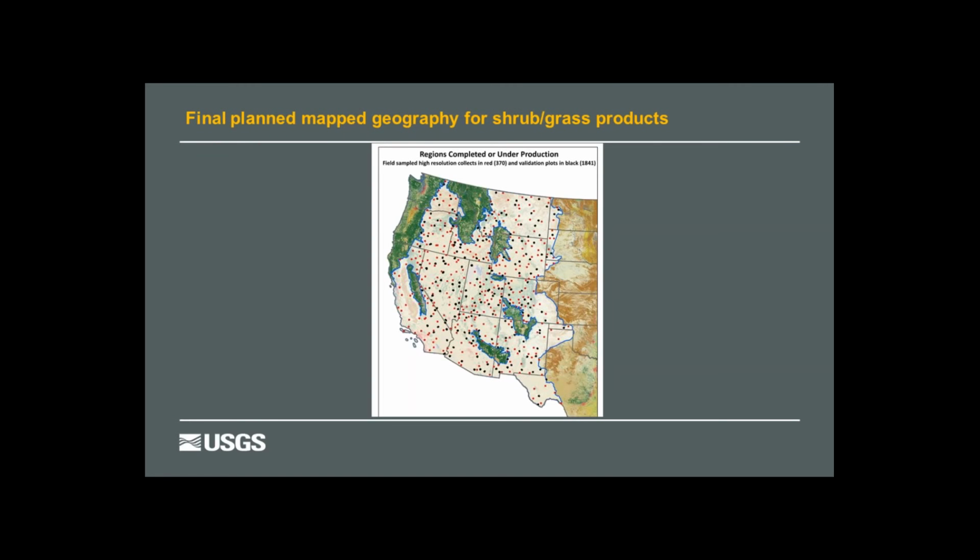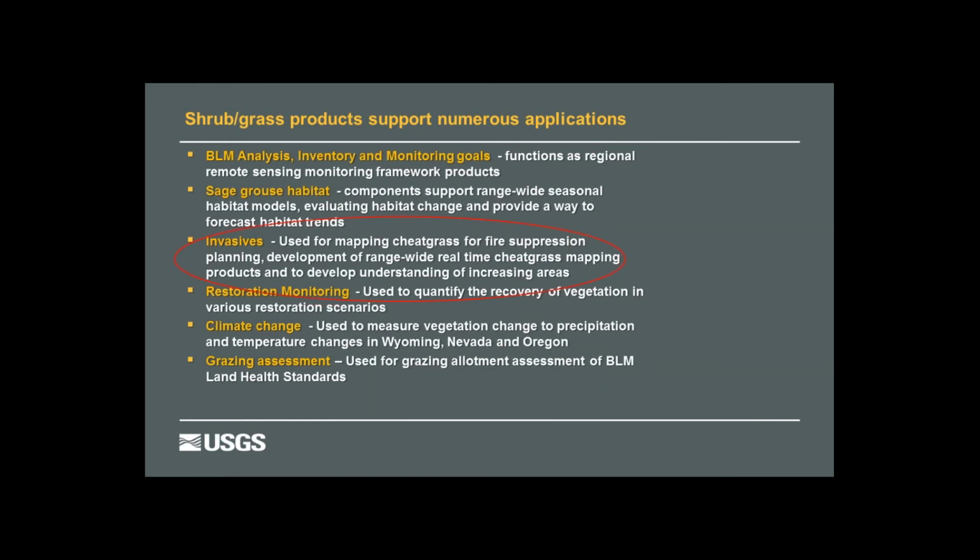This is their final plan map geography for the shrubgrass products. As you can see, it covers a great deal of the western United States. Each one of those dots is one of their high-resolution sample blocks. They are developing these products to support numerous applications, including the BLM's Analysis, Inventory, and Monitoring project, and for our benefit, the invasives. We're using it to map cheatgrass for fire suppression, and also to develop our near real-time cheatgrass maps for our study area.